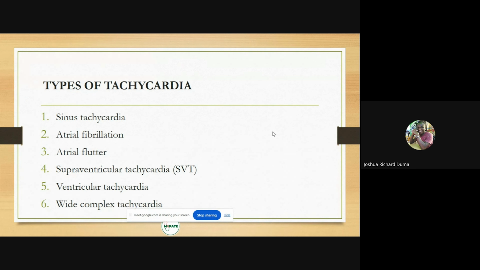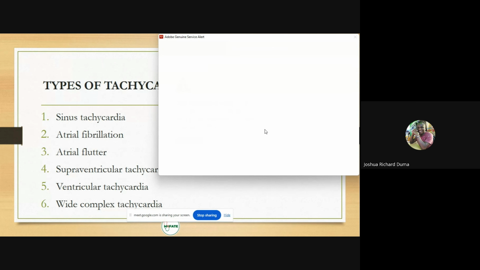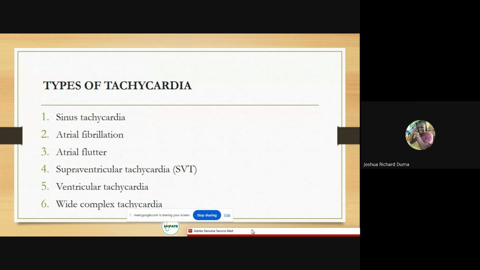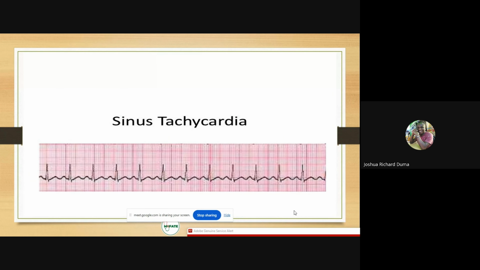We have the supraventricular tachycardia. We have ventricular tachycardia. The ventricles are beating faster than normal. Then we have wide complex tachycardia. Next, these are different types of tachycardia that can be seen in an ECG. Next. So this is sinus tachycardia. I said that the origin of the cardiac impulse is from the sinoatrial node, the pacemaker of the heart. So the electrical impulse is within this particular pathway, but the heart is beating faster.